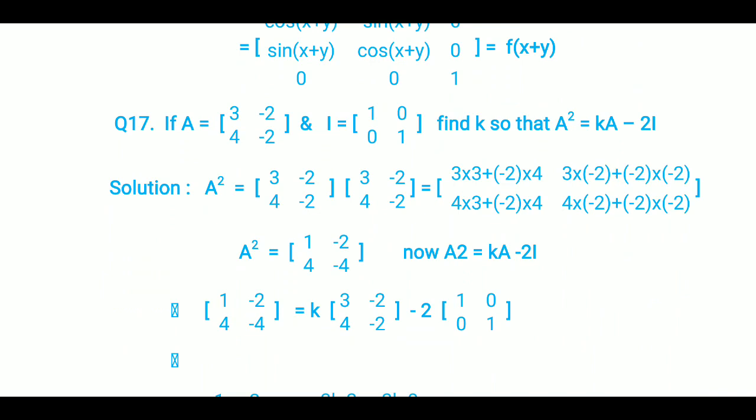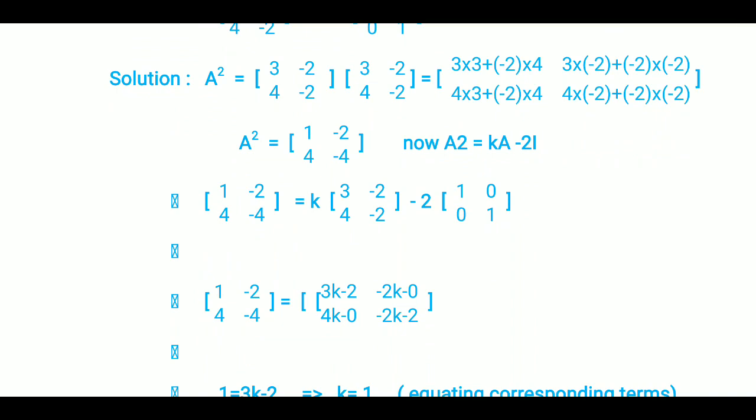Now come to question number 17 of this exercise, that is, if A is equal to the matrix containing 3, minus 2; 4, minus 2, and I is the matrix 1, 0; 0, 1, identity matrix, find K so that A square is equal to KA minus 2I. Firstly we find A square, that is A into A, so we multiply both the matrices, we get A square is 1, minus 2; 4, minus 4. Now given A square is equal to KA minus 2I, so A square 1, minus 2; 4, minus 2 is equal to K into A.